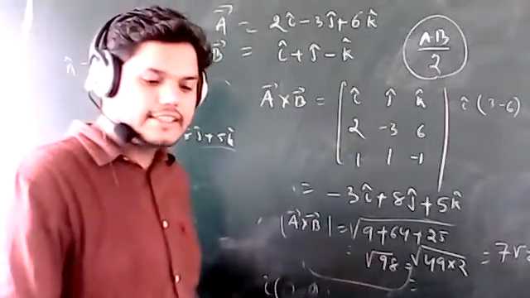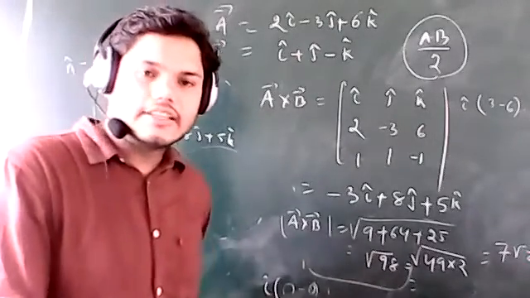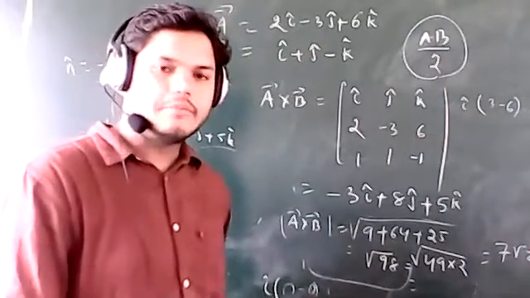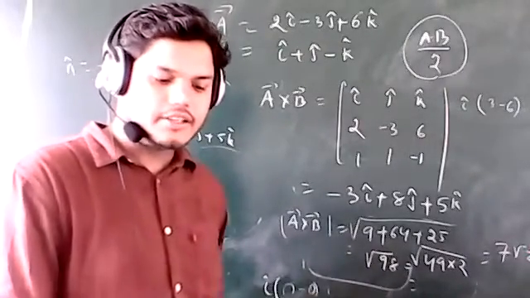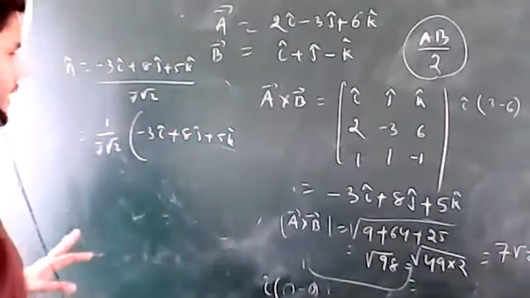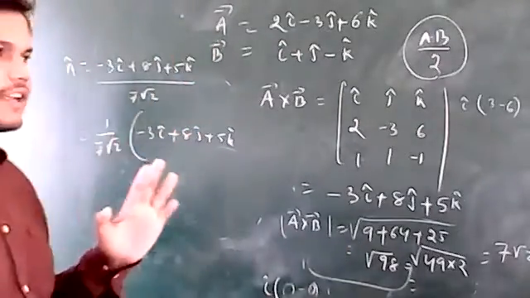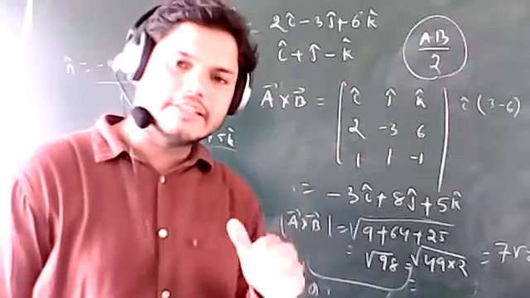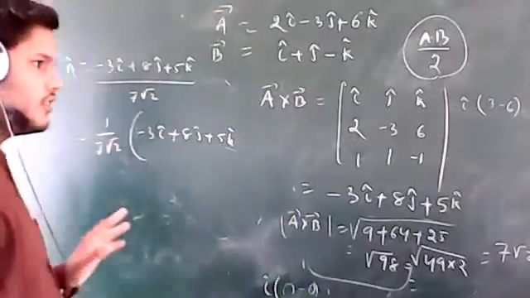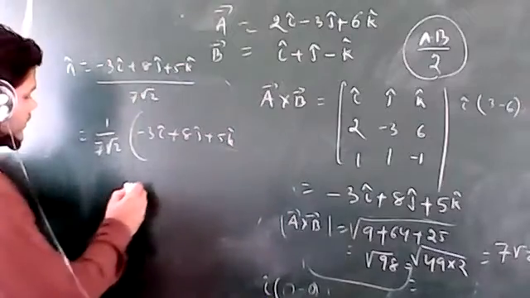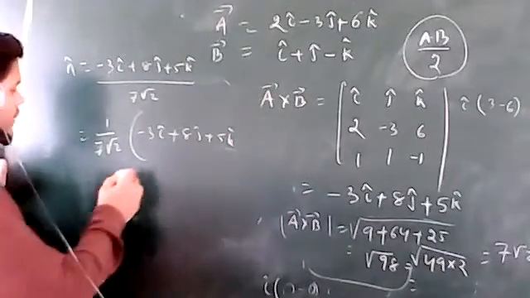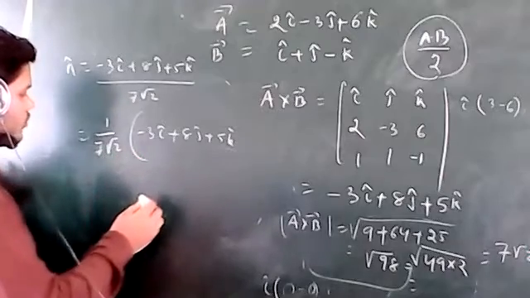But it is given, what is the required vector? What is the vector that we want? That vector should have the length. What is the length of the vector? 7. 7 will be the length of that particular vector. We are just finding out the n cap. n cap is the unit vector. Unit vector means its magnitude is 1. But the required vector will have length equal to 7.